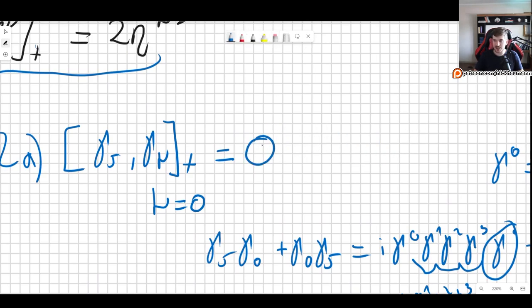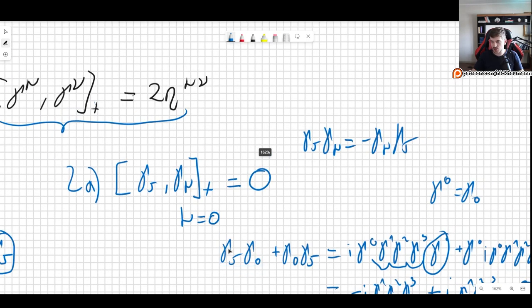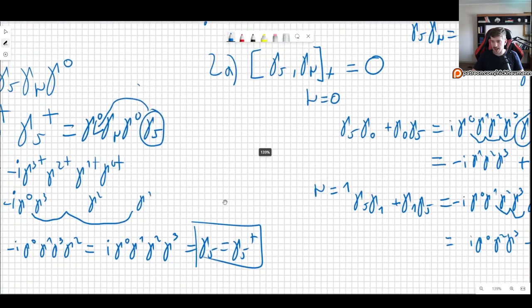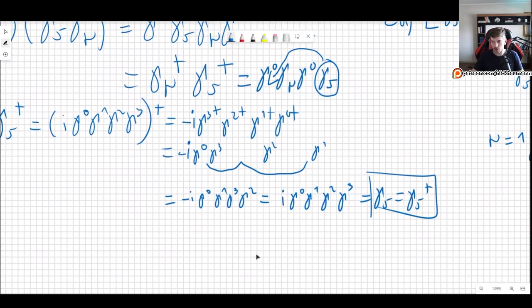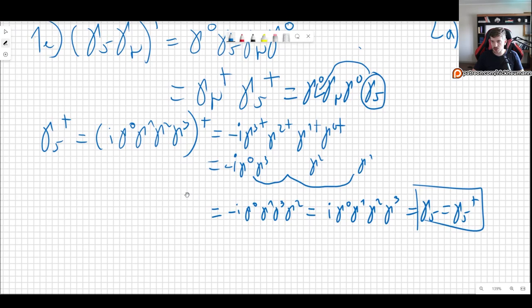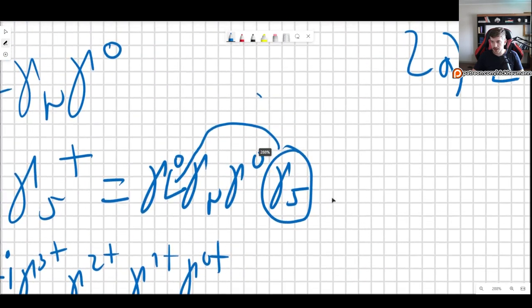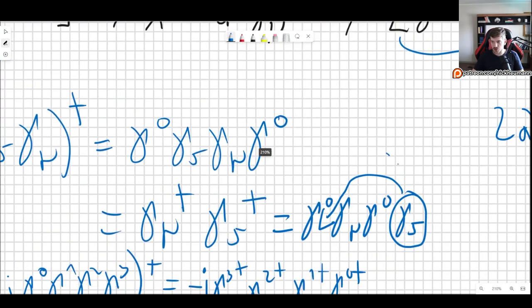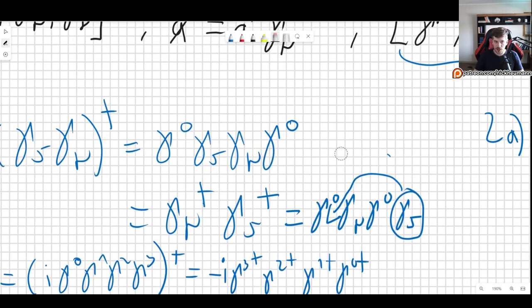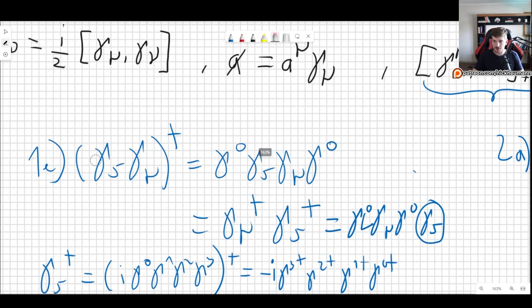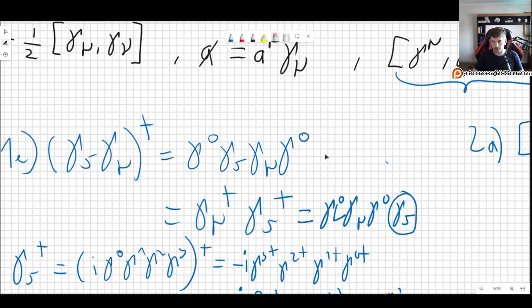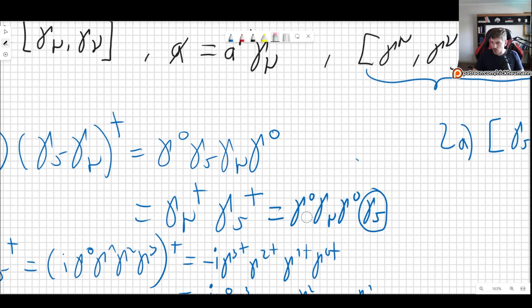anti-commute. So that means that you can change the order, right? If you have gamma 5 gamma mu, you can write this as minus gamma mu gamma 5. And we also saw the specific case that gamma 5 can anti-commute with gamma 0. So now all we need to do is figure out where we were. This is what we were doing. We were trying to show this thing right here, that gamma 5 gamma mu dagger is gamma 0 gamma 5 gamma mu gamma 0. All right, so that's where we were at.